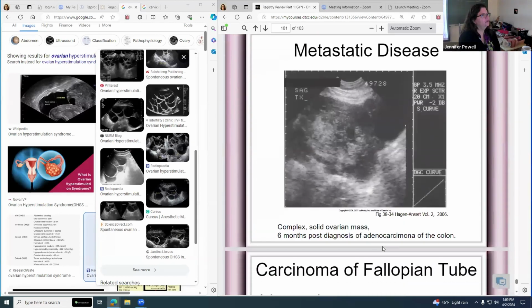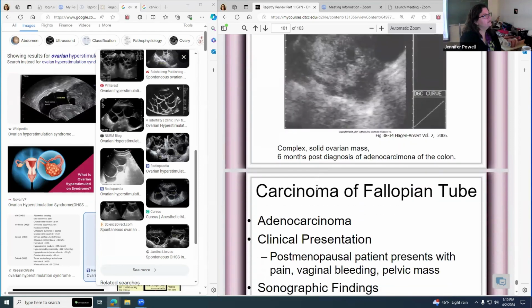Oh, it won't come down anymore. Oh, here we go. So here you go, complex solid ovarian mass, 6 months post-diagnosis of adenocarcinoma of the colon. That's a kick in the pants, isn't it? So make sure you get your screenings, everybody.